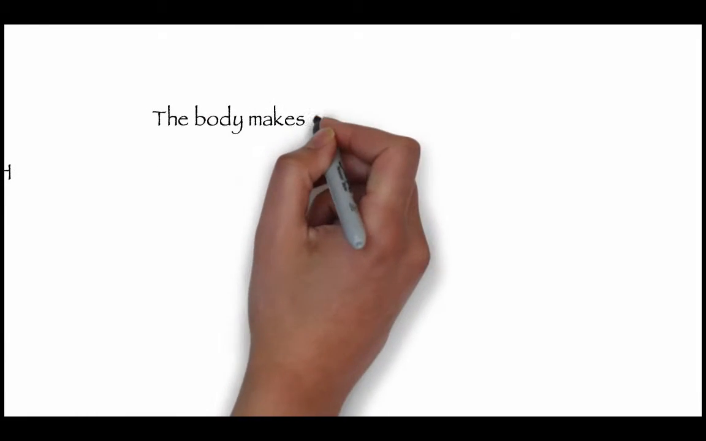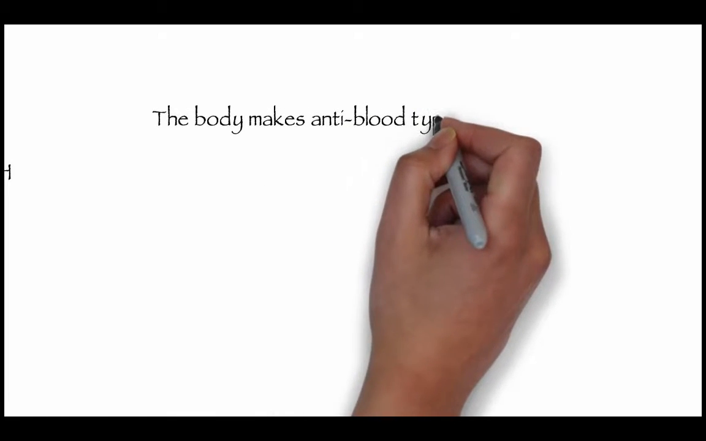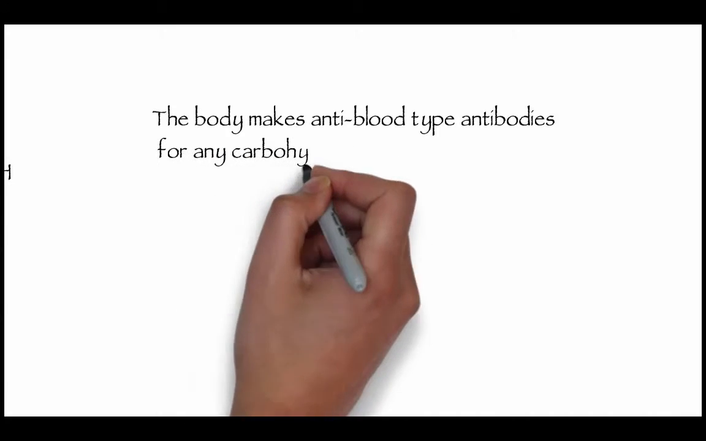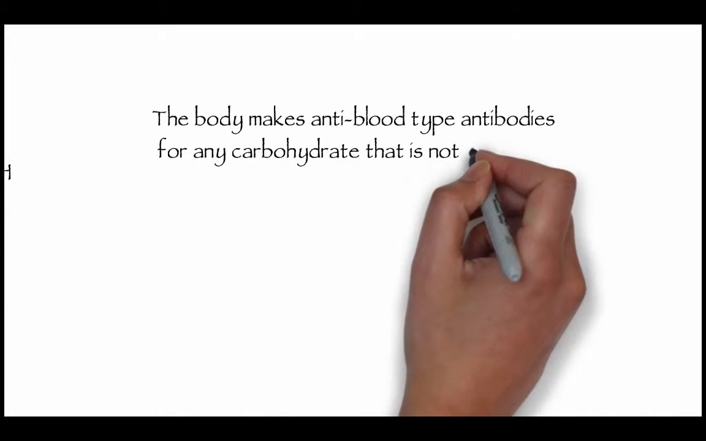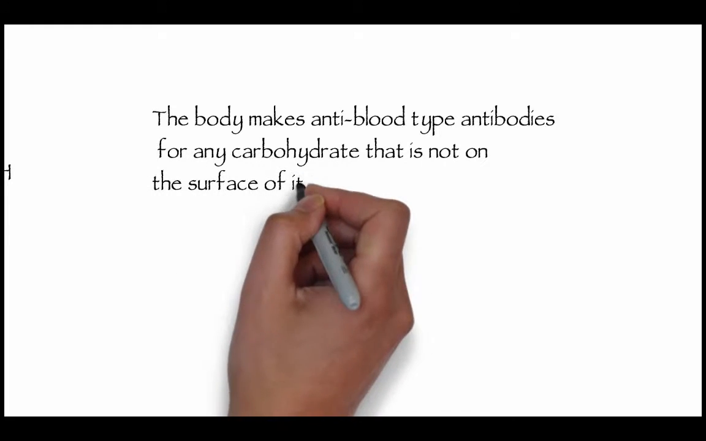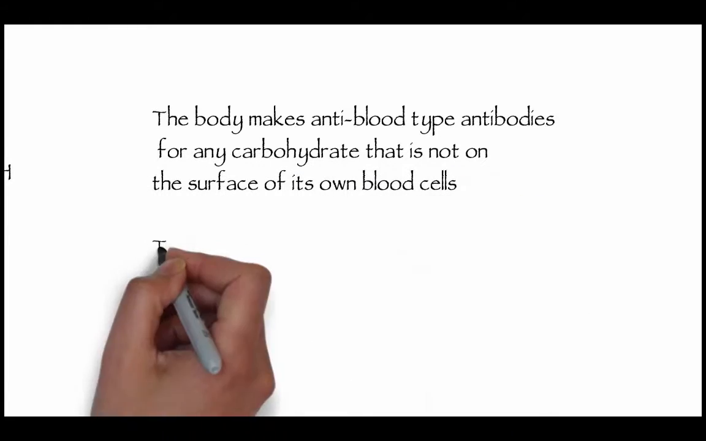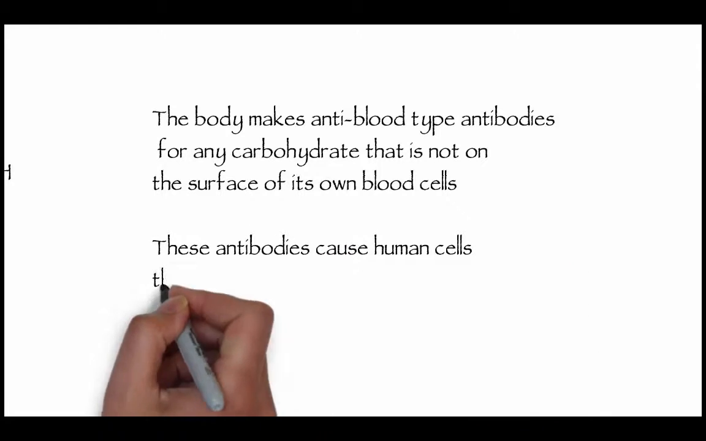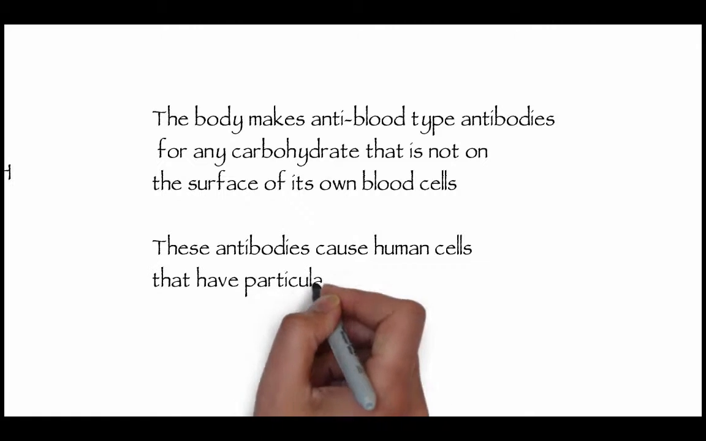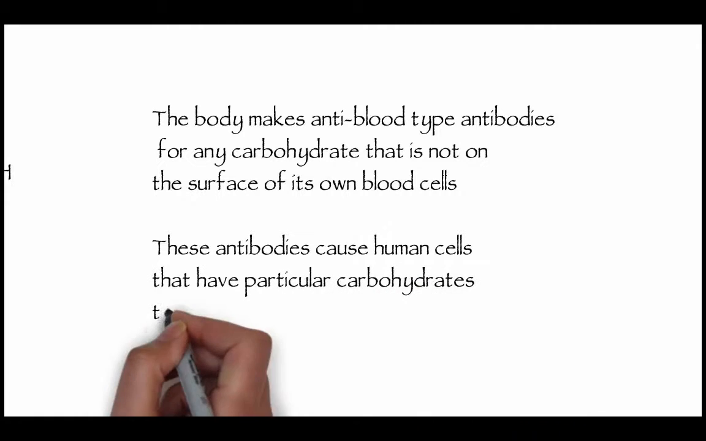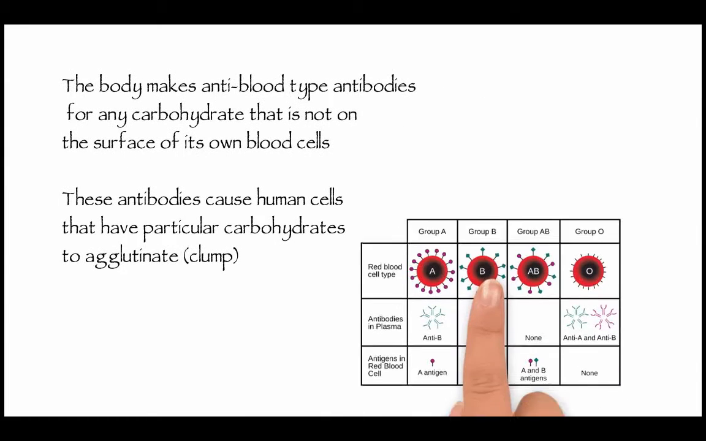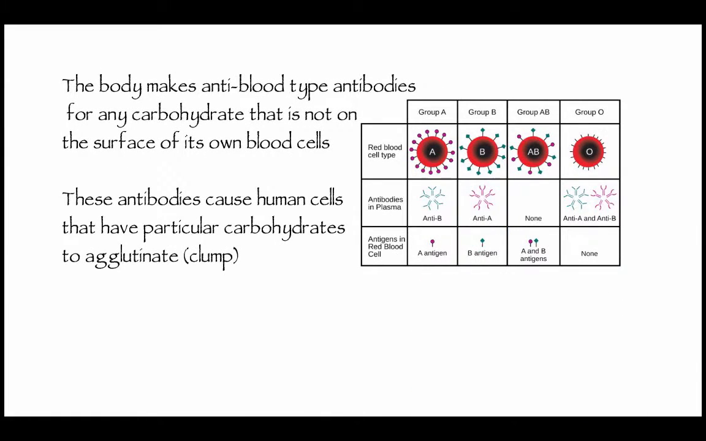The body makes anti-blood type antibodies for any carbohydrate that is not on the surface of its own red blood cells because these carbohydrates act as antigens. These antibodies cause human cells that have that particular carbohydrate on them to agglutinate or clump. People with type A blood will have the A antigen on the surface of their red cells and anti-B antibodies in their plasma. If type B blood is introduced, agglutination will occur.